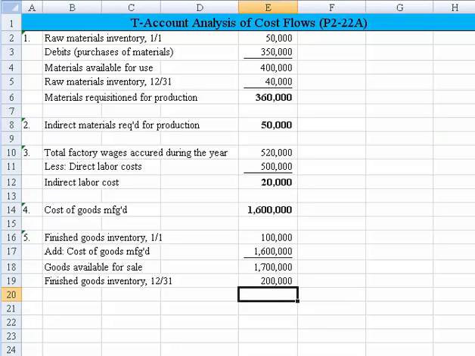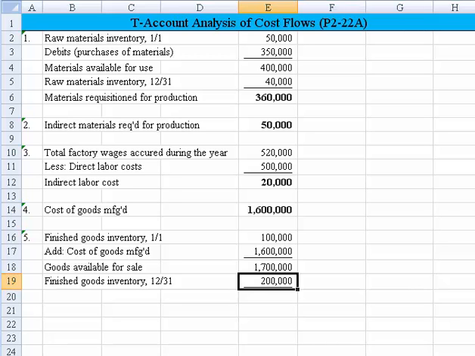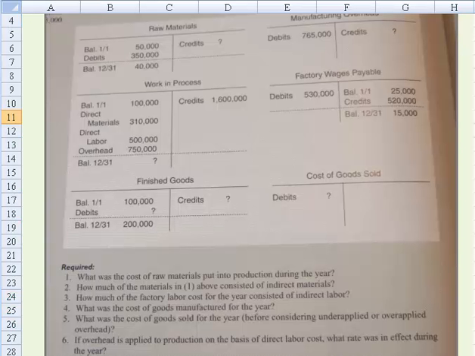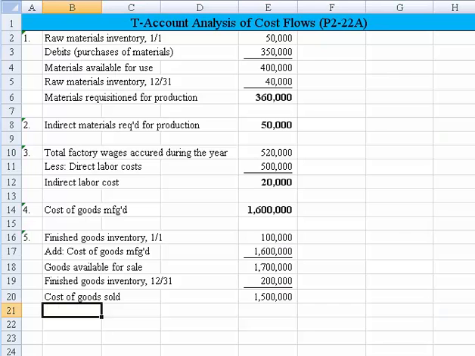So we jot that in, and now I do my little subtraction where I take the 1,000,007 available less the 200,000 in ending, and I come up with cost of goods sold. And I believe that's what they asked for in number 5: What was cost of goods sold for the year? So we've taken care of number 5. All right, let's take a look at number 6.